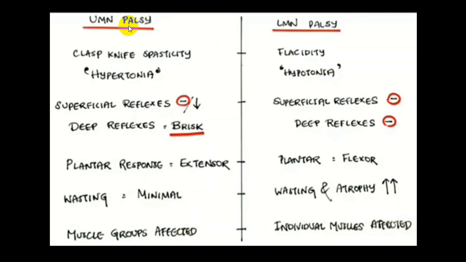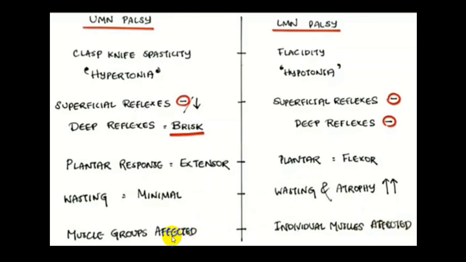I am not going into detail regarding upper motor neuron and lower motor neuron palsy, just going fast. Hypotonia; in upper motor neuron lesions the superficial reflex will be absent, while in lower motor neuron lesions both deep tendon reflex and superficial reflex will be absent at the level of damage. Deep reflexes will be brisk in upper motor neuron lesions, and plantar reflex will be extensor, while in lower motor neuron lesions plantar will be flexor. And if there is damage at the level of S1, plantar reflex will be absent. Wasting will be very minimal and late, while here wasting will be early and atrophy will be there. And in that atrophic muscle, you will see fasciculation.